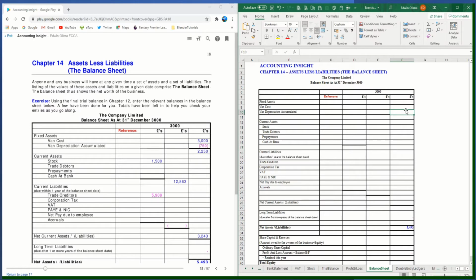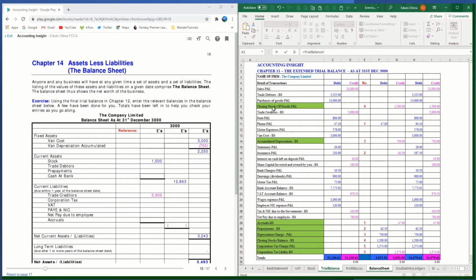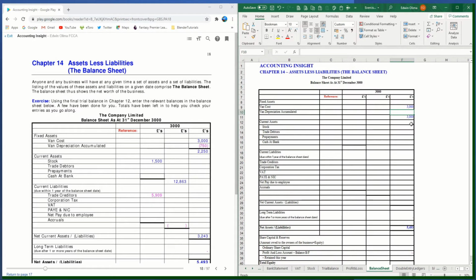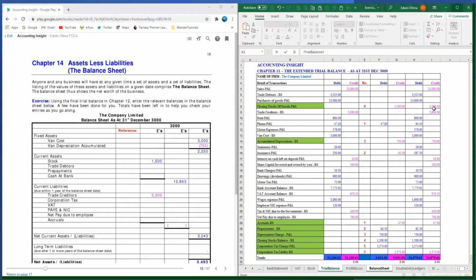So the first asset on our format of the balance sheet here is the van cost. So I'm going to click on that and then go to our trial balance. And the van is there. So we take the last column here, 3,000. The next thing is the van accumulated depreciation. That is the cost that you've written off to the P&L. It's going to be negative, and it's here, 750.